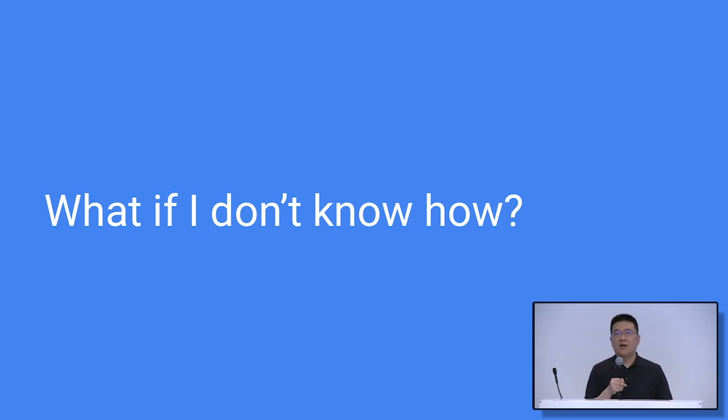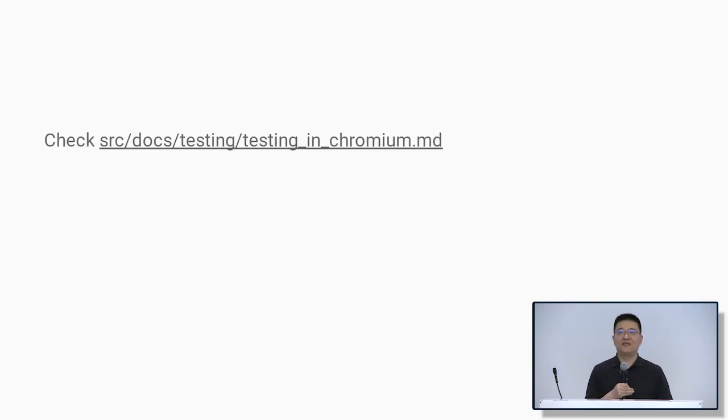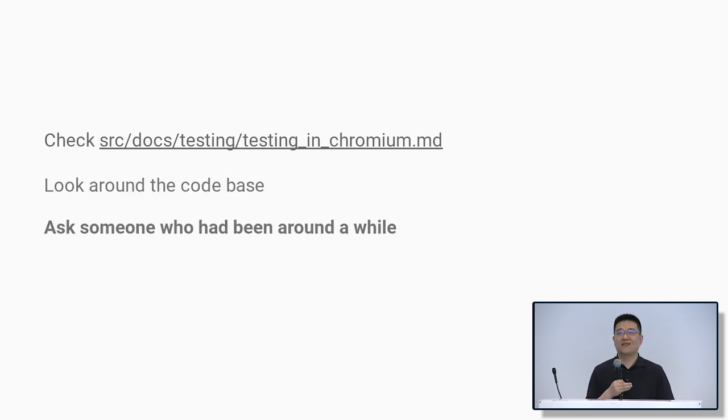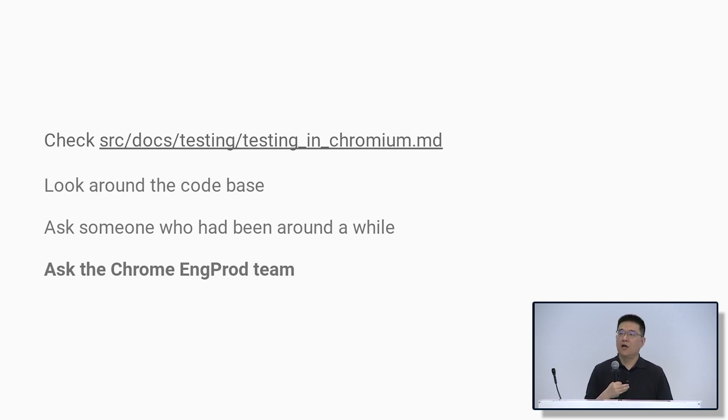So we're almost done. What if I don't know how to test? First, thanks, Lily. Check this public document, Testing in Chromium.md. You can look at how to run a test in Chromium. Next, look around the code base; I know you are all good at looking at other people's test cases. Next, ask someone who has been around a while. Ask me, though by the way, I'm just one year old in Chromium. You can ask your peers. And next, ask the Chrome Android Pro team. The team will be very happy to support you in writing a test. If not, they can point you to people, or find a good mentor or some samples for you.